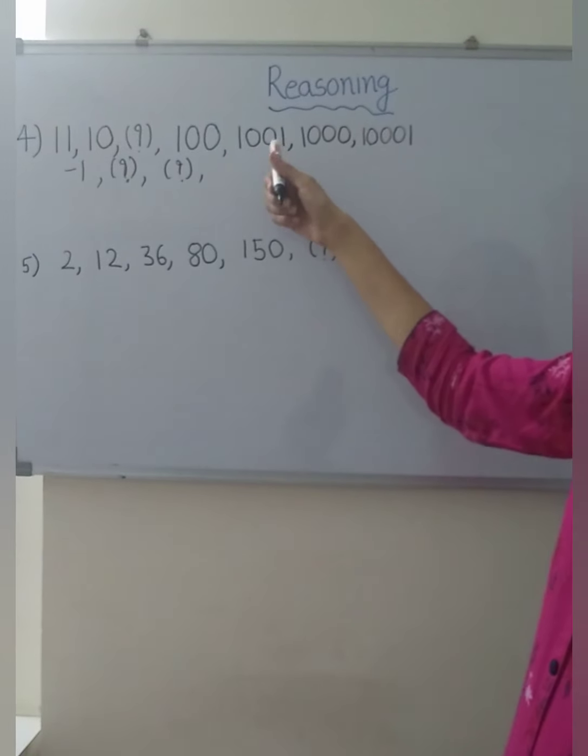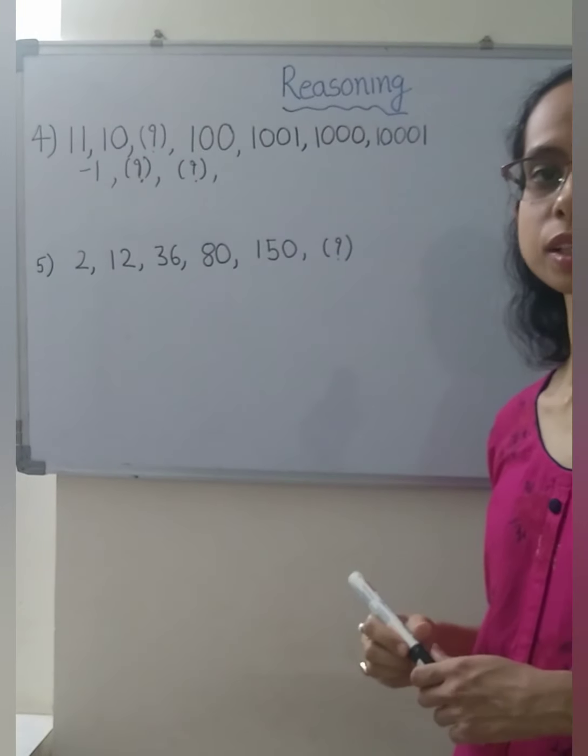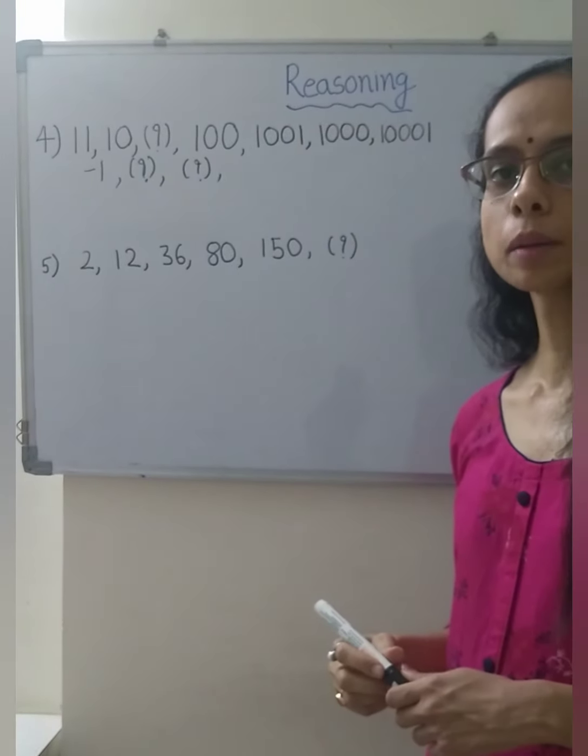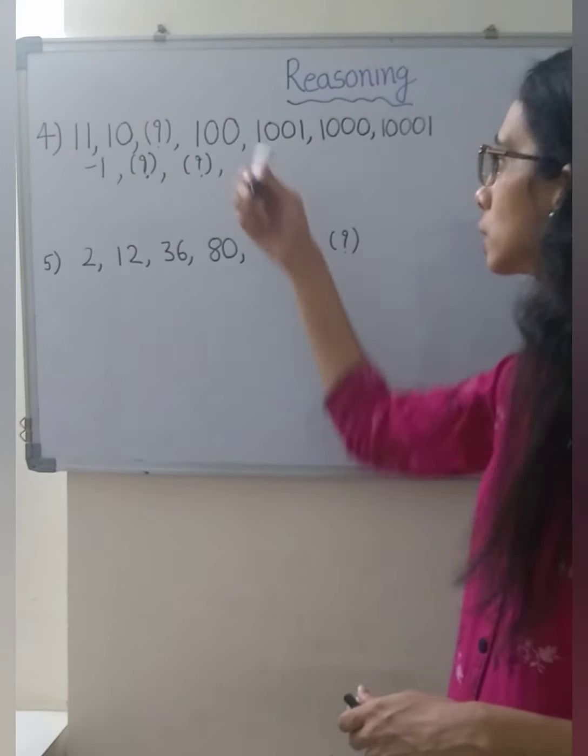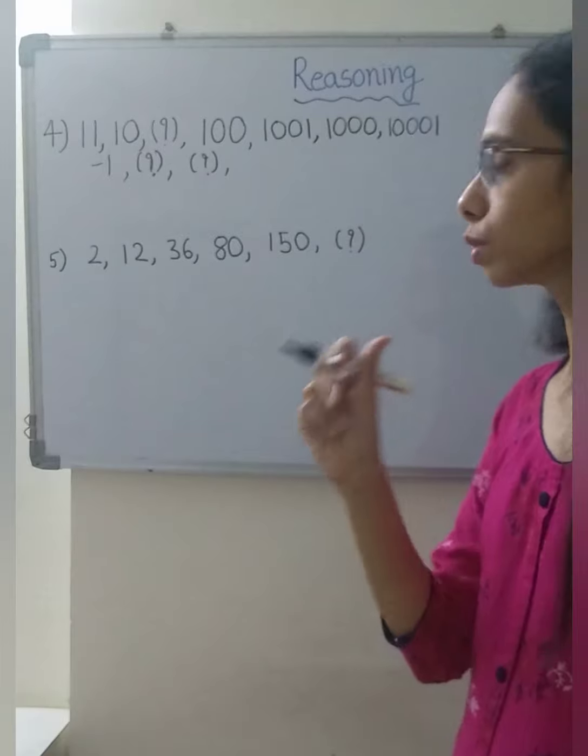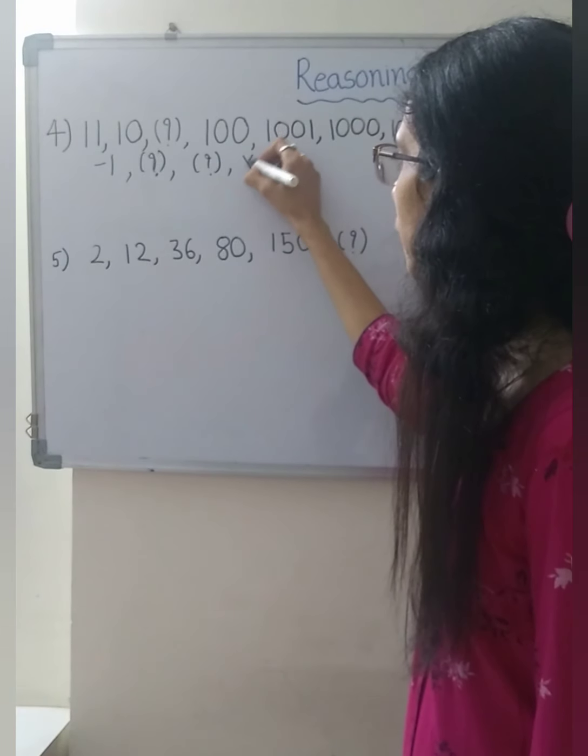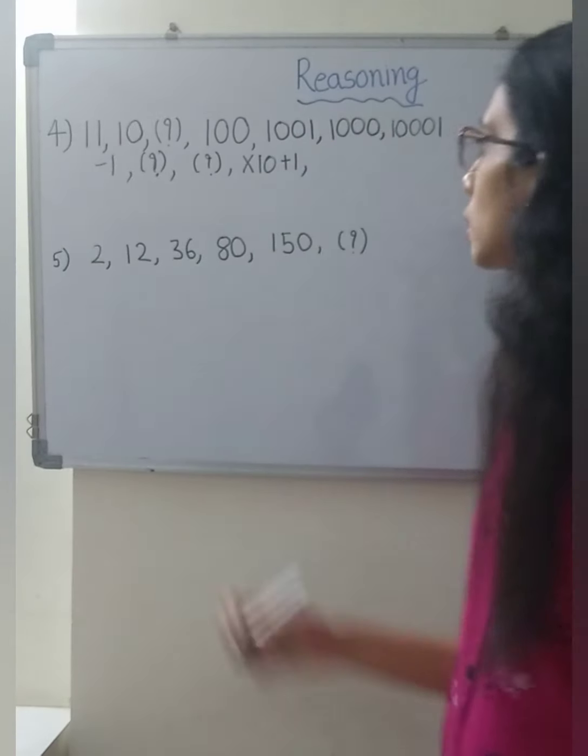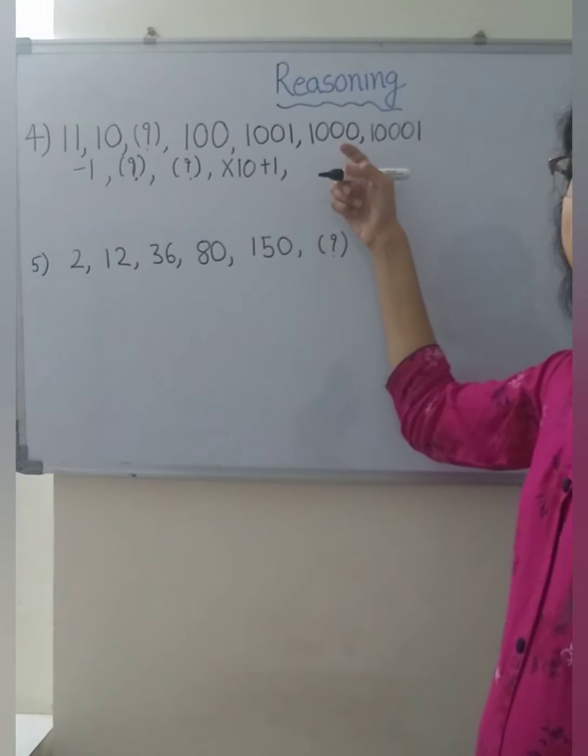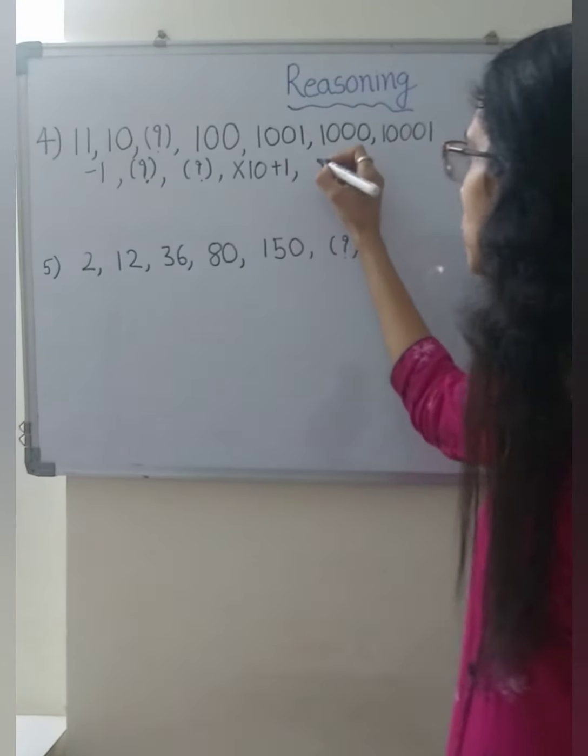Then 100 and 1001. So what is the relation here? 100 multiplied by 10 is 1000 and 1000 plus 1 is 1001. So the relation is multiply by 10 plus 1. Then 1001 and 1000. So what is the relation? Minus 1.